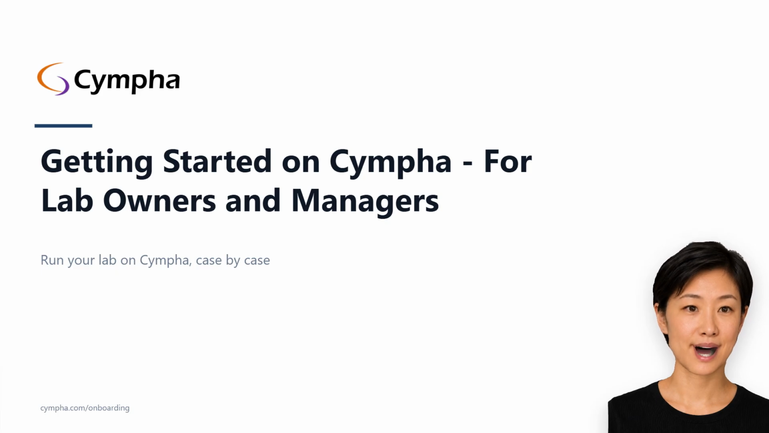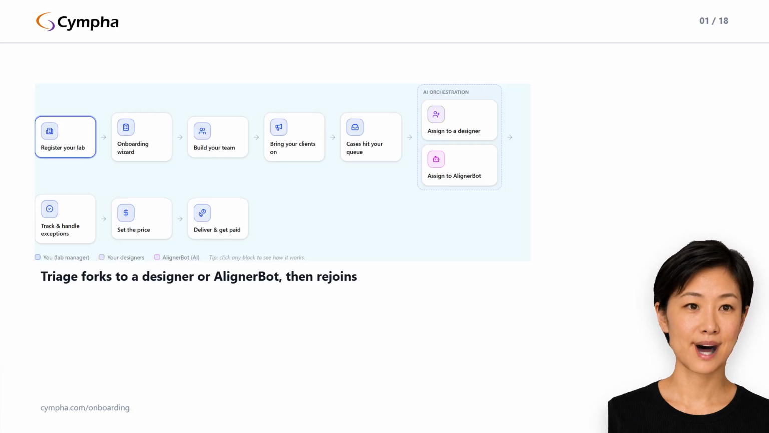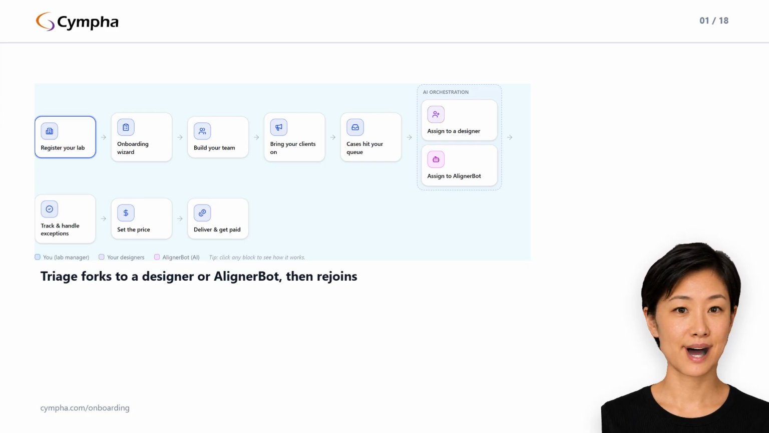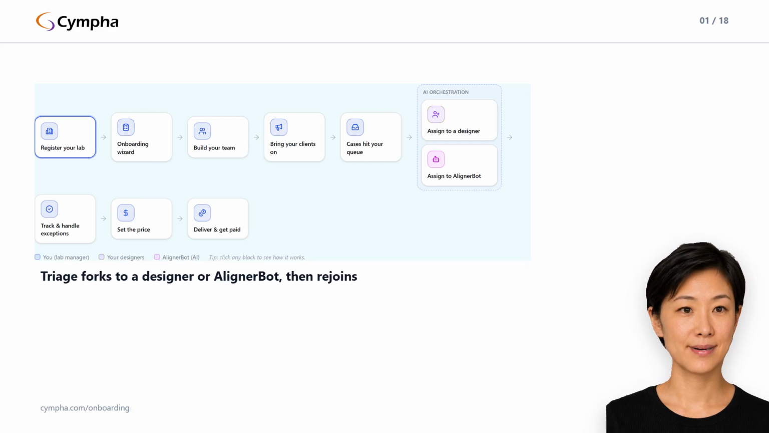There are two halves ahead. The first four steps you do once. The rest repeat on every case for as long as you run the lab. Here is the whole thing in one picture. The left-hand stretch is set up: register the lab, complete the wizard, build the team, bring your clients on. You do that once. Everything from the queue onwards repeats per case.